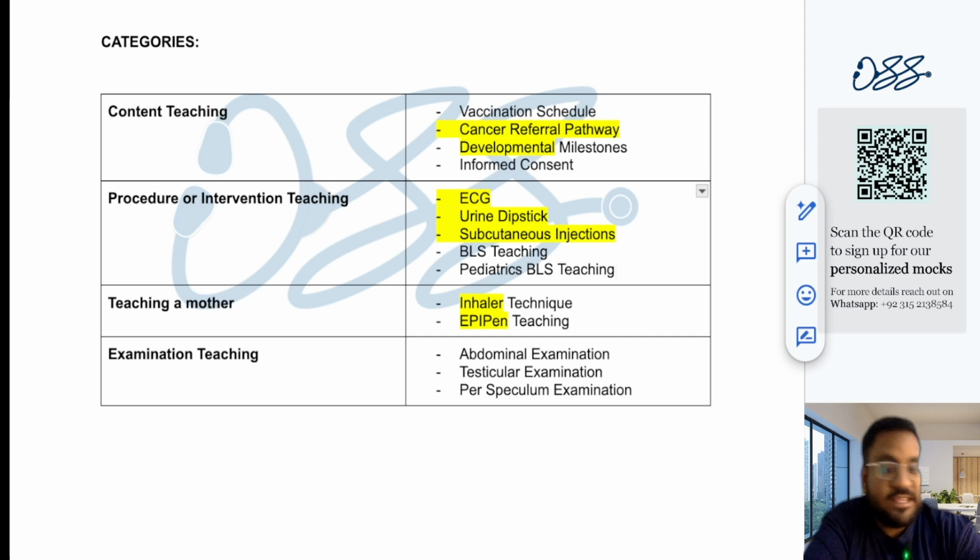Okay, then teaching a mother, it's basically inhaler technique that you need to teach to a mother, and the use of EpiPen. And there are three different types of examination that usually come as teaching sessions as well, for example the abdominal examination, the testicular examination, and the pelvic speculum examination. Okay, so these are the four categories, and around 10 to 12 different types of teaching session that we need to do and we need to cover.